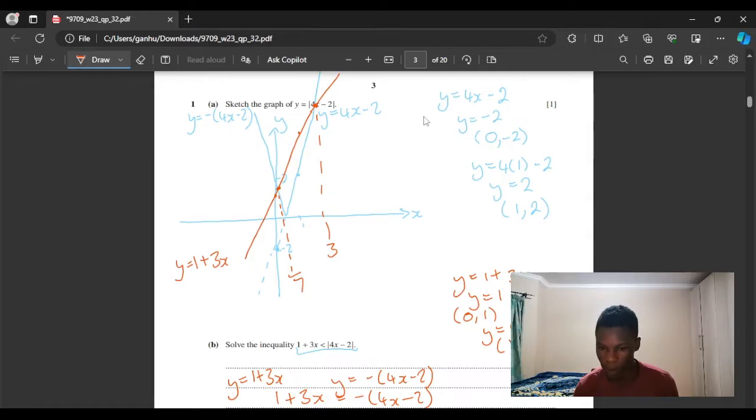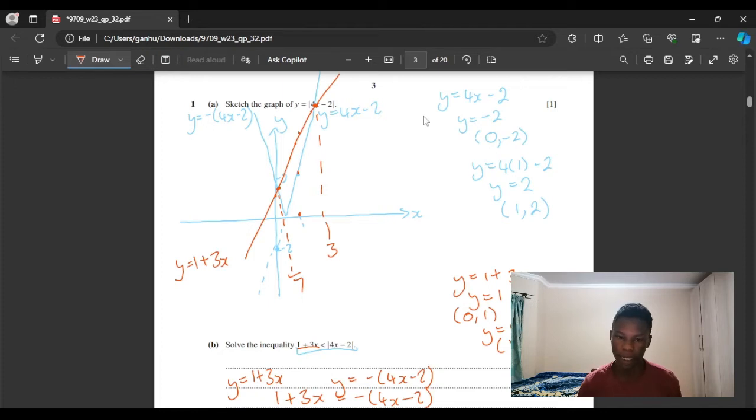And our inequality wants us to find the region where 1 plus 3x is less than the modulus graph. In other words, the point where 1 plus 3x is below the blue graph. So we can come to this point at, say, the point 1, and let's check. Is the red graph below the blue graph? If you check here at x is 1, the red graph is actually above the blue graph. So it means this region in between 1 over 7 and 3 does not satisfy our inequality.